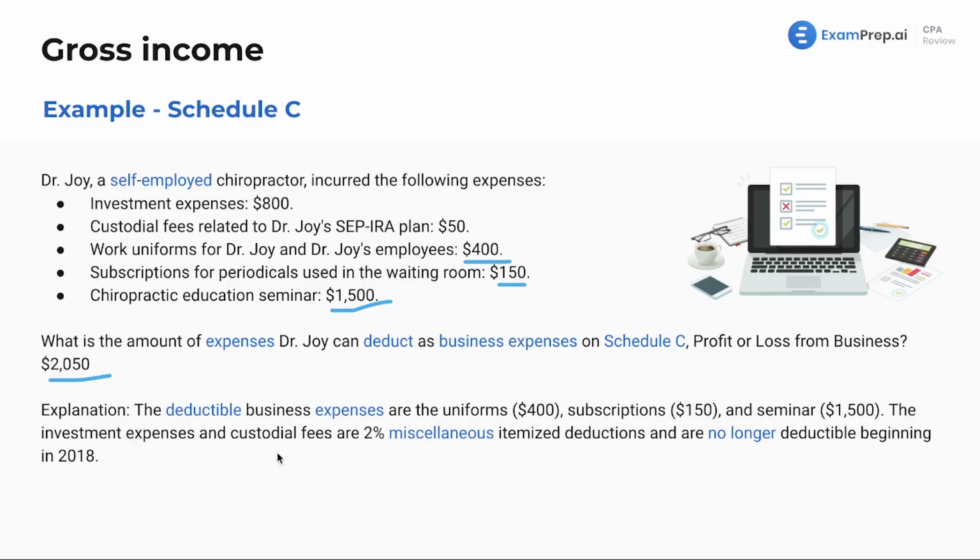The investment expenses and custodial fees are 2% miscellaneous itemized deductions. However, they're not deductible beginning in 2018, kind of dealing with what we saw before when it came to those 2018 to 2025 expenses. Again, understanding where all these items go, it really does feel like in this exam you have to have that big brain meme of all of your neurons firing at once, closing your eyes and visualizing all of the tax forms at the same time, knowing where everything goes. It's intimidating and it's a lot, and I'm not the person to deny that. It is for sure true. You can do this. It's just going to take a lot of work, but with our help, you'll do it. It's going to take a lot of work on your end, but you can for sure do it.